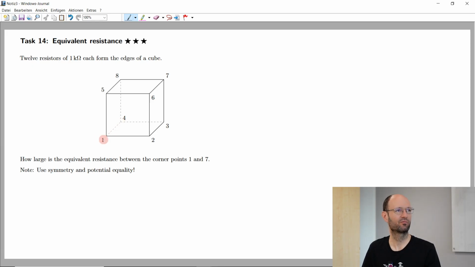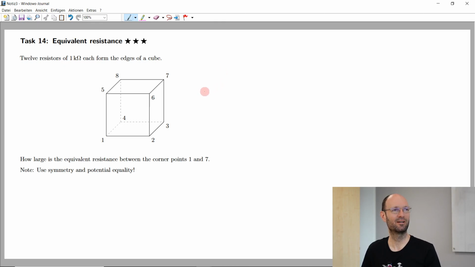And the question is, if we have a current flowing towards this node and then flowing through all the resistors here in a certain way, of course, and exiting this node, what would be the equivalent resistance of this resistor cube between the two corner points 1 and 7. We should use symmetry and equality of potentials in the circuit. If you know how to do it, it's kind of simple. If you don't know how to do it, it can be very tricky.